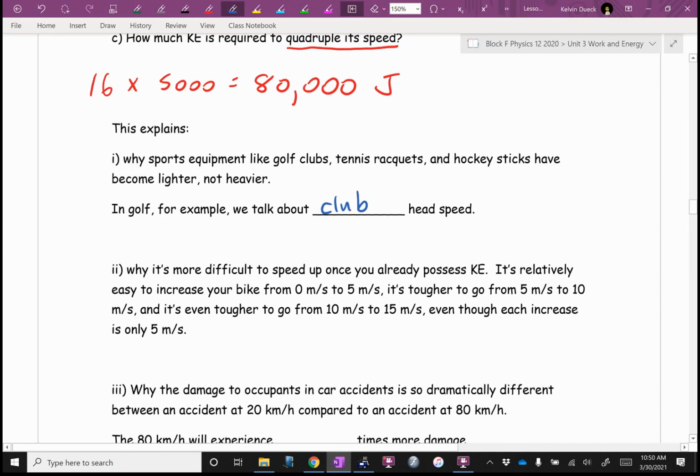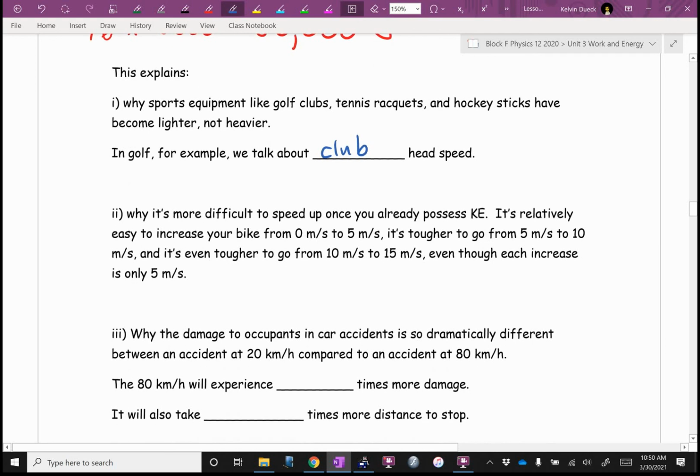And now I have to be serious with all of you as young wannabe drivers. This is also why damage to occupants in car accidents is so dramatically different between an accident at 20 kilometers per hour and an accident at 80 kilometers per hour. The 80 kilometer per hour car accident will not experience 4 times more damage. How many times more damage?